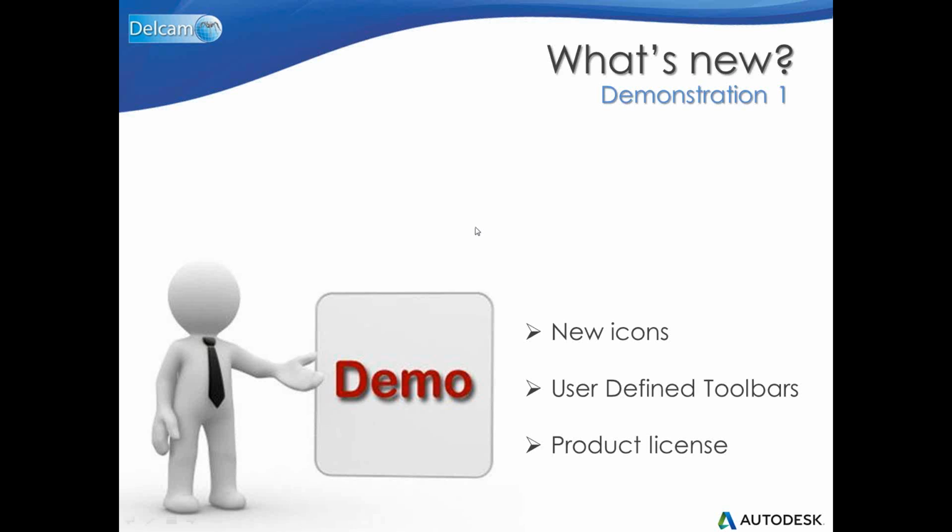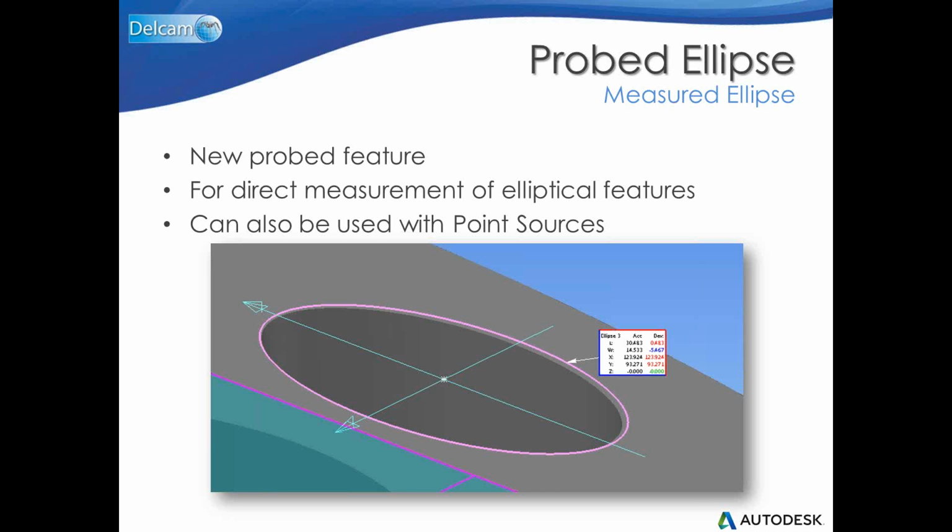Another way to define a measured ellipse is from point sources. If we create an inspection group and just pick points around the ellipse circumference, we can then import these points from the inspection group to define a measured ellipse. So, a new feature in PowerINSPECT.